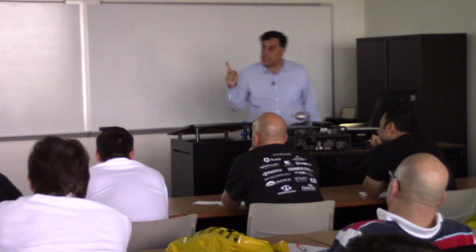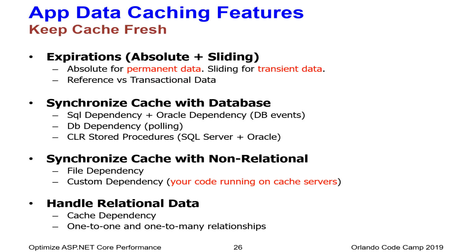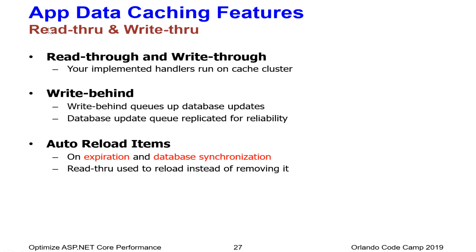Or if you combine that synchronization with a read-through feature, then it reloads it. Let's say you had a customer object that was cached with a SQL dependency, and that customer got changed in the database. Customer is transactional data, so it's going to change frequently. You can use read-through and automatically reload upon either expiration or database synchronization. So now suddenly your cache is responsible for monitoring the data.